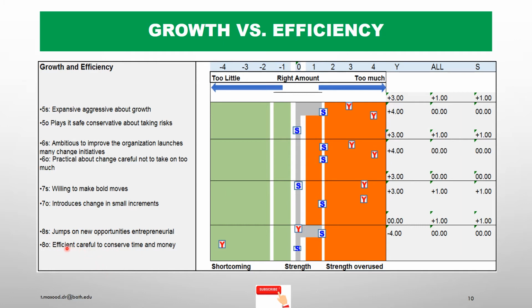What is my instance? Efficient is careful to conserve time and money. So this is my weakest point here. If I stay in the middle, I'm using the right amount of my leadership style. If I stay on the right-hand side, as you can see, I'm using my strength too much, or overused.